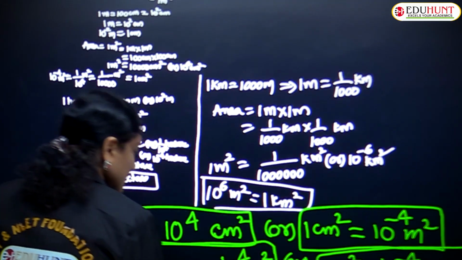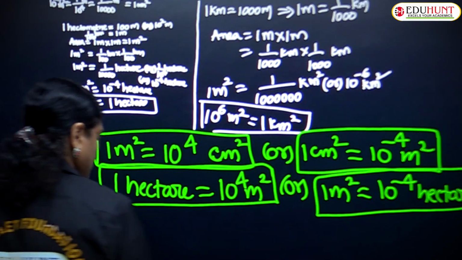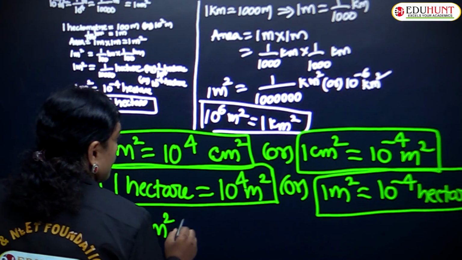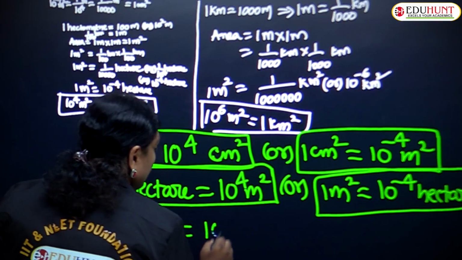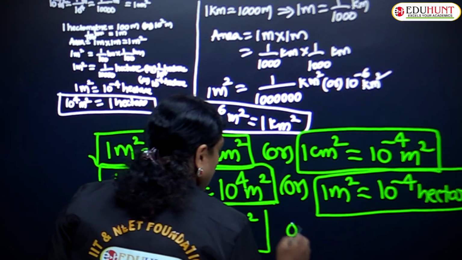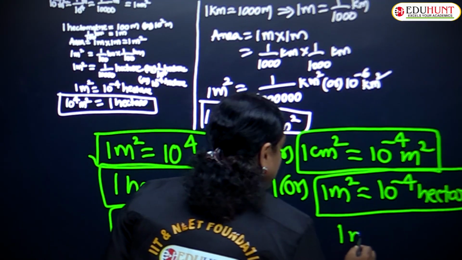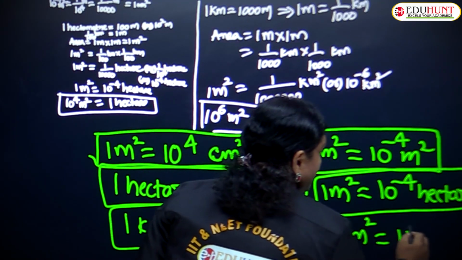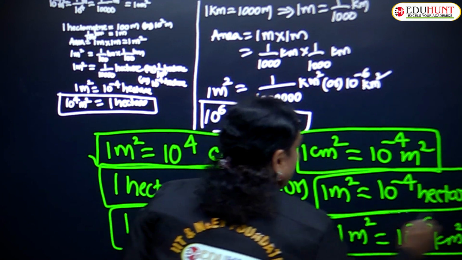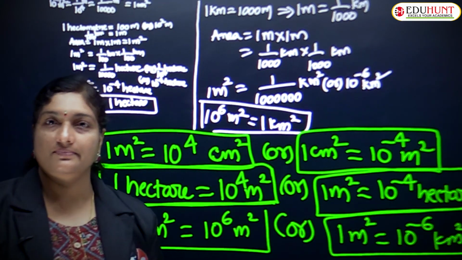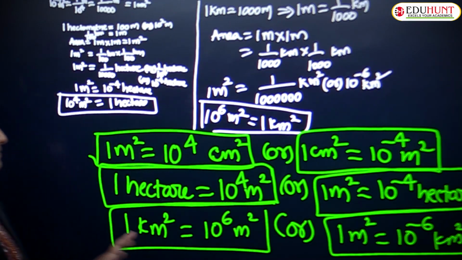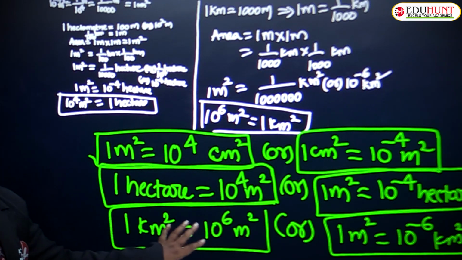And the last case, 1 kilometer square is equal to 10 power 6 meter square, or 1 meter square is equal to 10 power minus 6 kilometer square. So I hope you understood, children. Okay. So these things you need to remember at any cost.